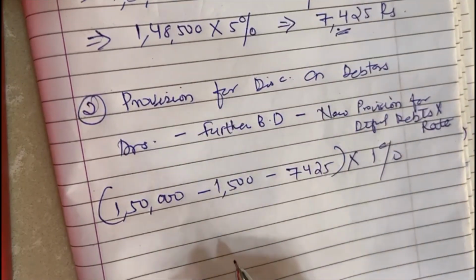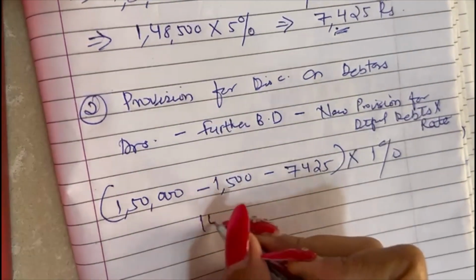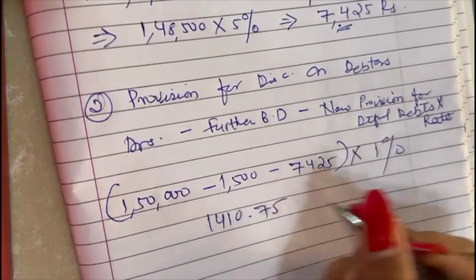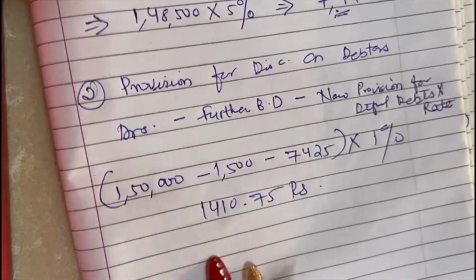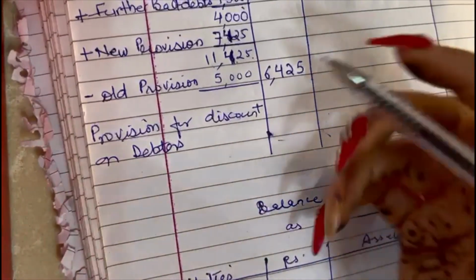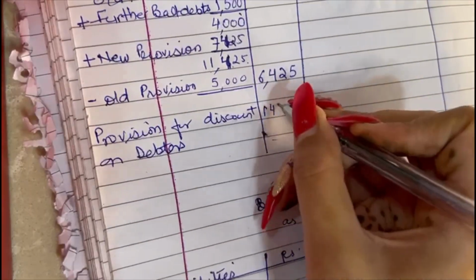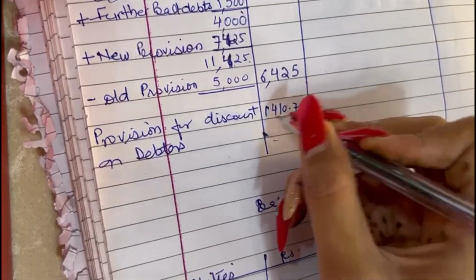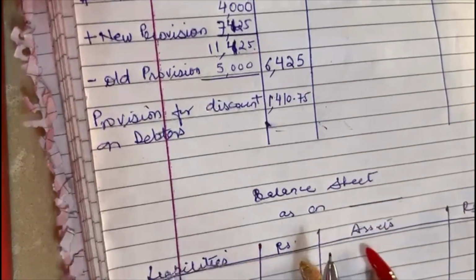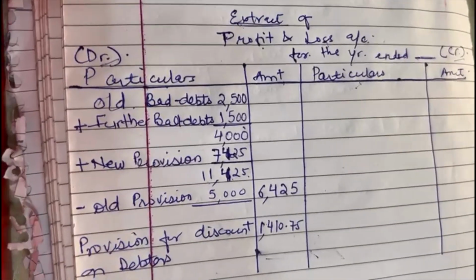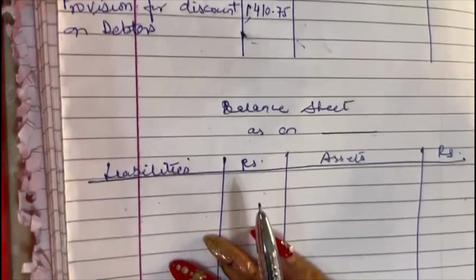Now we can solve this and we get 1,410.75 rupees as discount on debtors. Now straight away we can write it down here, 1,410.75. Now we are done with the profit and loss account. Now come to the balance sheet.